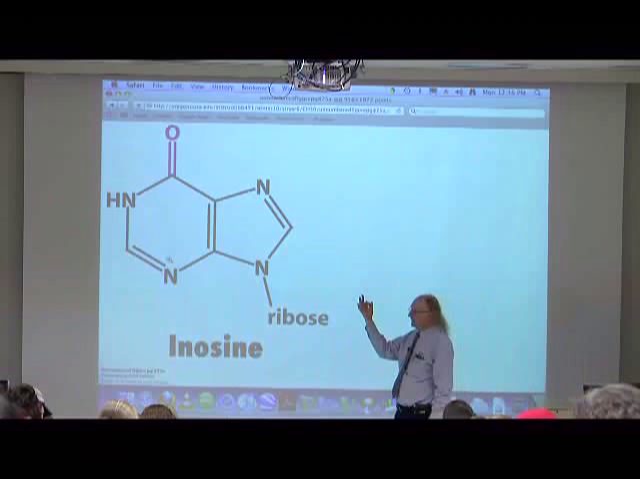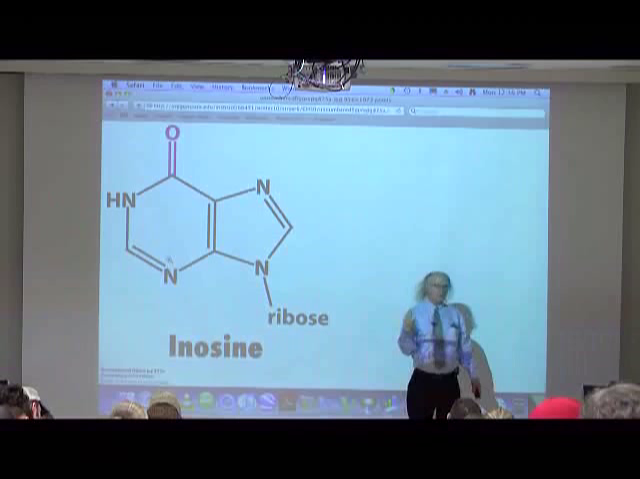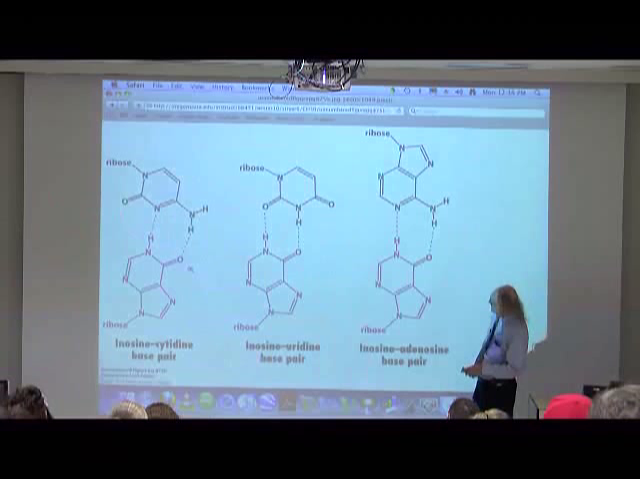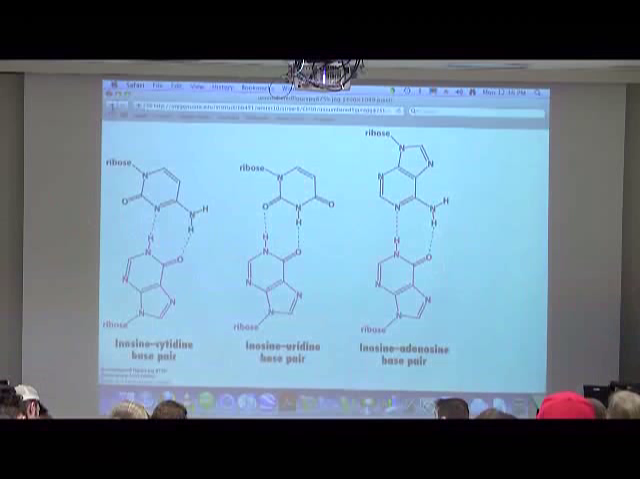So now, if the cell puts an inosine at the wobble position, it only has to make one transfer RNA to handle three different codons. That's efficient. Okay? The cell doesn't have to make as many different transfer RNAs if it uses inosine. Here's some of the base pairs that you can see. Again, structure isn't important, but inosine cytidine, inosine uridine, inosine adenosine. And we can see those arrangements happen, and these are stable arrangements that happen as a result of that.